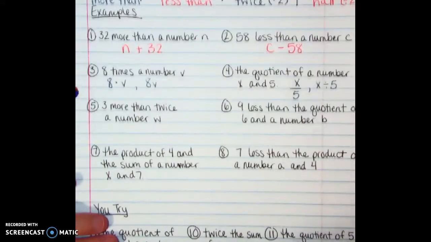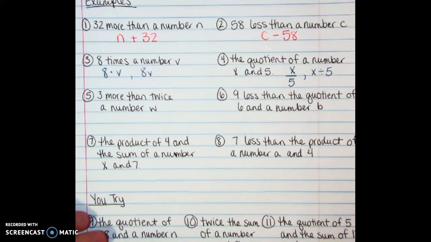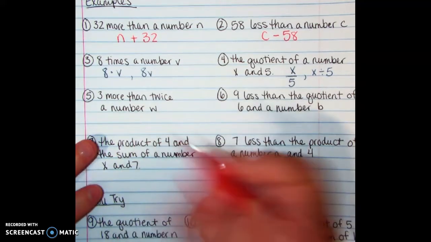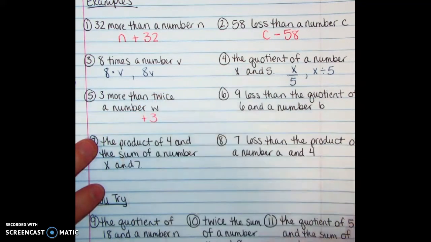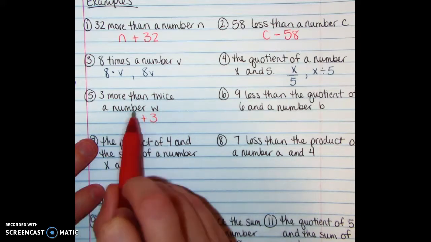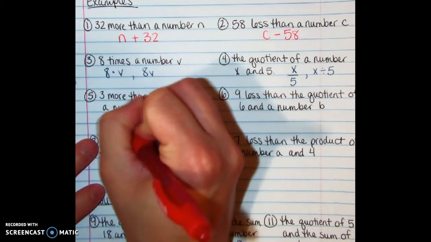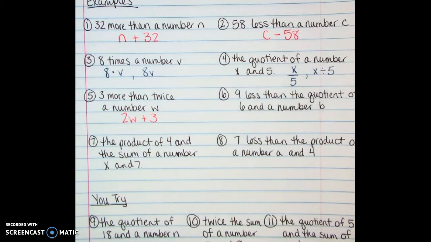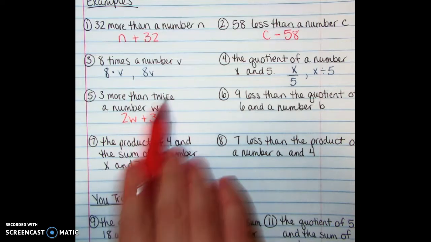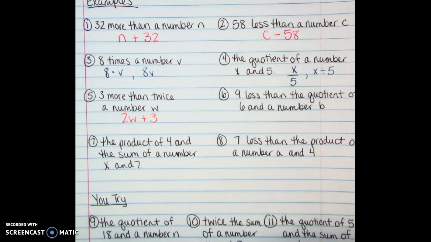Next one, 3 more than twice a number w. So 3 more than means I'm adding 3 to something. And then twice a number w, twice means times 2. So that's 2w plus 3. I'm adding 3 to twice w.